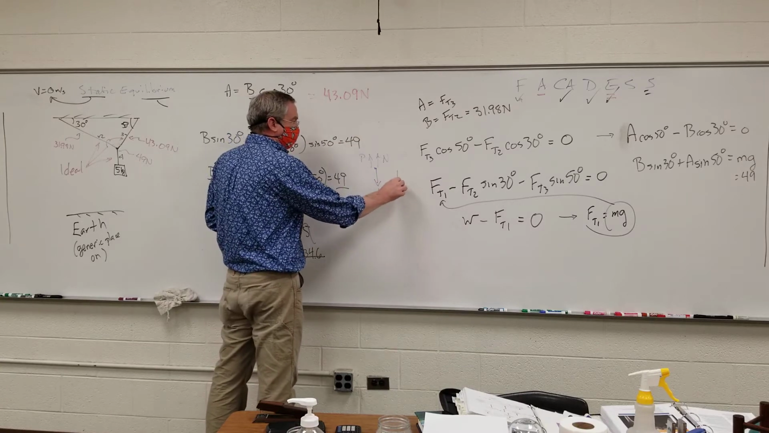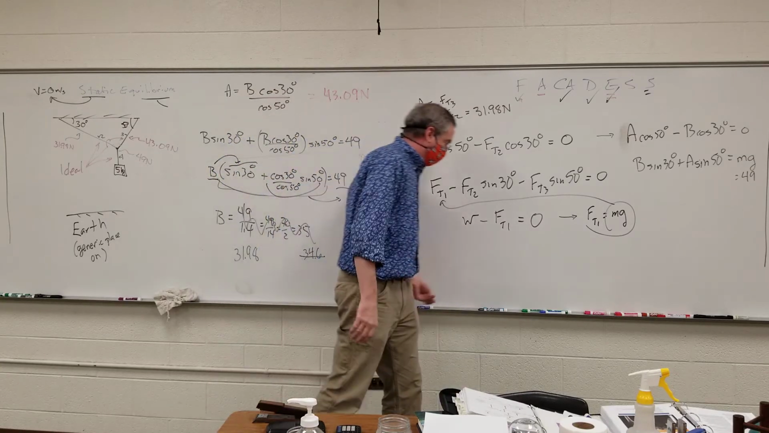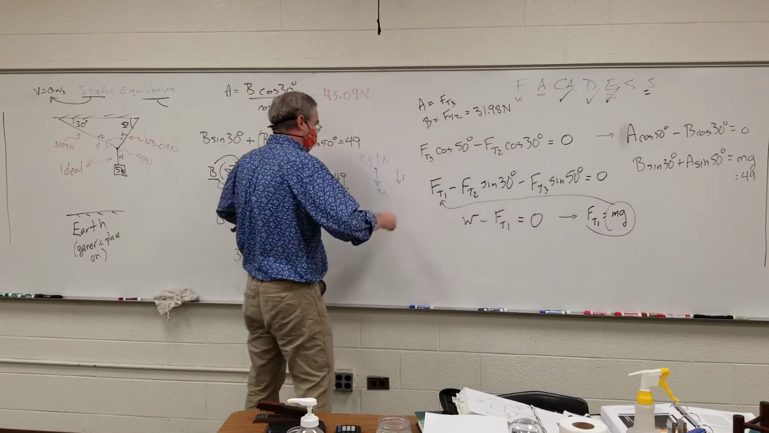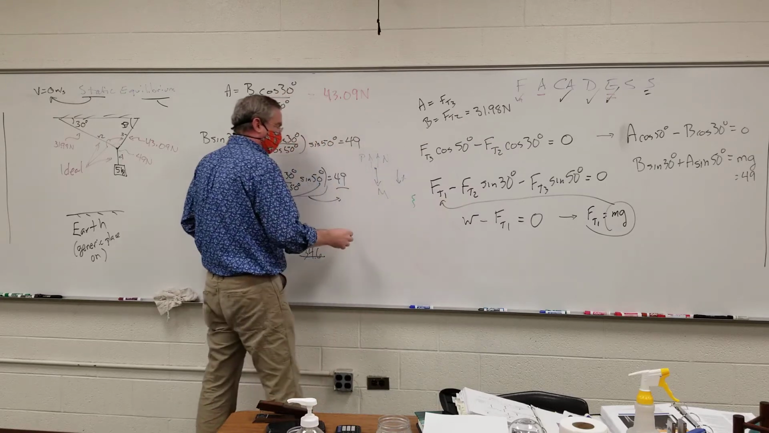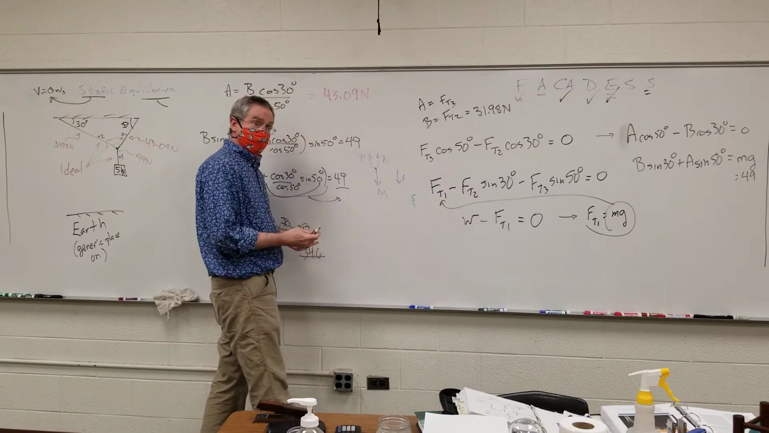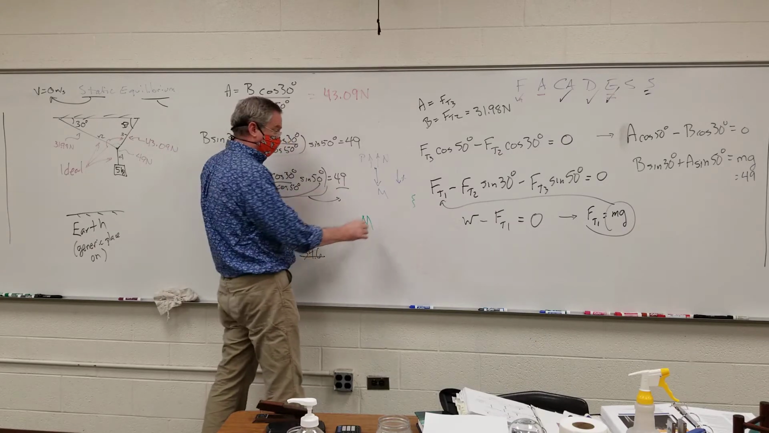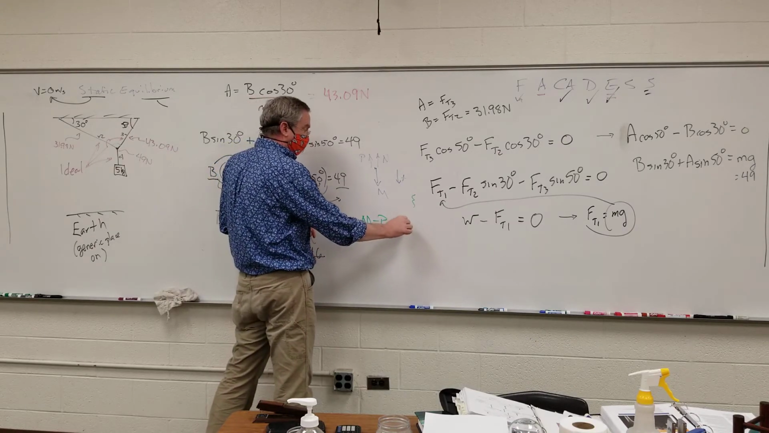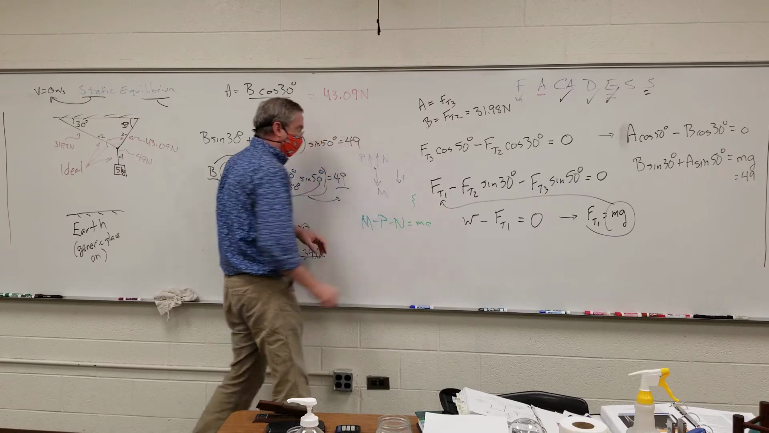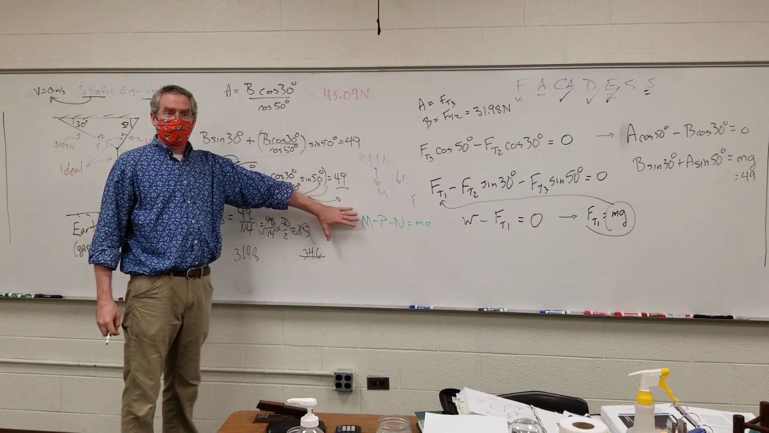So if down is positive, one of these is gonna work. If down is positive, I take all my forces in the positive direction, and then I subtract the ones in the negative direction, equals MA. This is typically the way I do it.